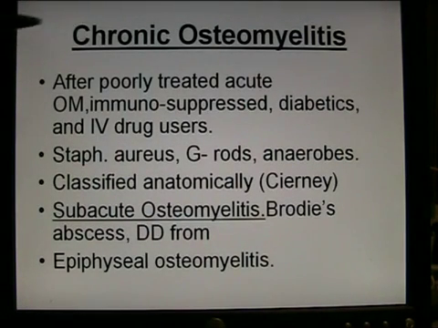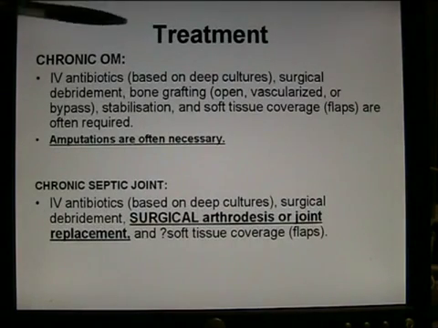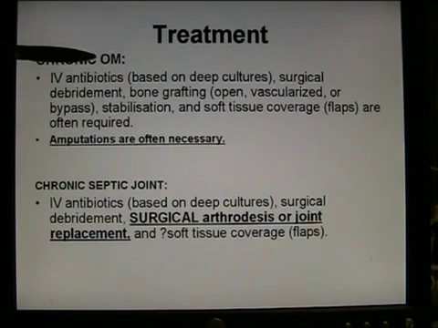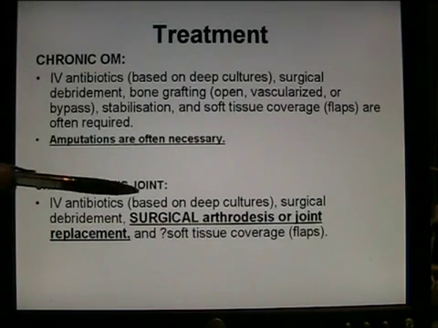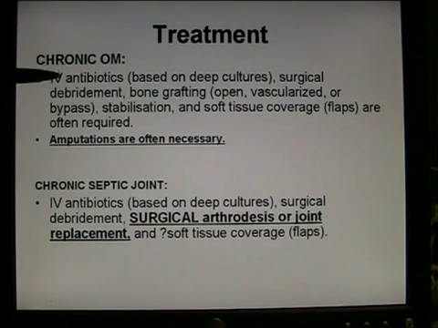Chronic situation. Chronic osteomyelitis occurs after poorly treated acute case, immunosuppressed. Staph aureus, various organisms. There are classification systems available. Can be subacute, between acute and chronic. Epiphyseal when it's in the end. A treatment of chronic osteomyelitis, chronic septic joint, mainly choosing the correct antibiotics based on your infectious disease specialist working with you in a team.